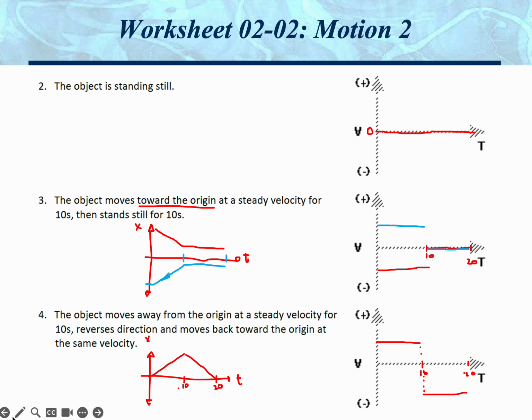Is this the only answer to this one? The answer is no. You could also do this. You could move away from the origin at a constant velocity in the negative direction for 10 seconds, and then move back towards the origin for the next 10.